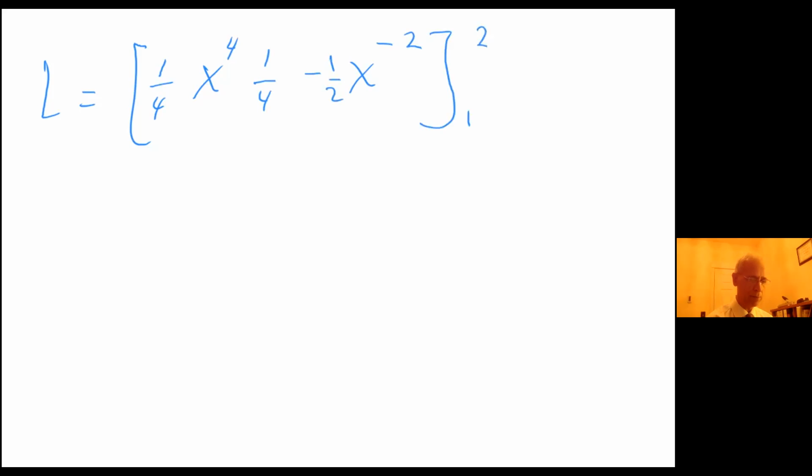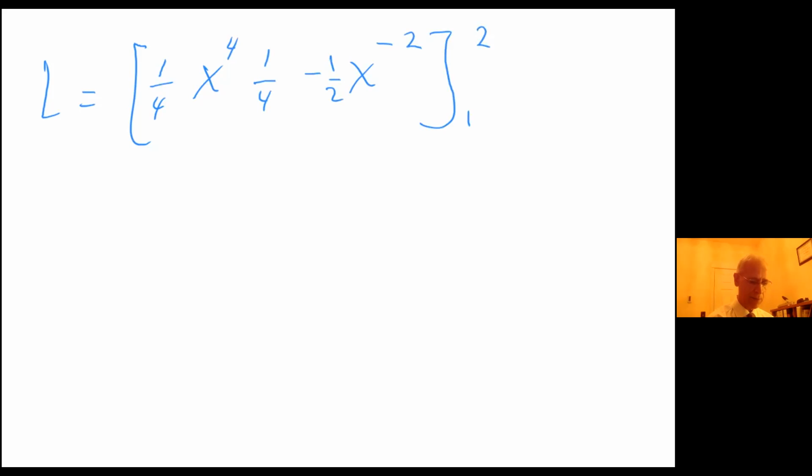So L equals, if I add 1 to the 3, I get x to the 4th, and then multiply that by another 1/4. Here I had a 1/4. Let me show my step. Instead of dividing by 4, I'm going to multiply by 1/4. And then I had x to the negative 3, add 1 to it, I have x to the -2, and dividing by -2 or multiplying by -1/2, I get -1/2 x to the -2, and that is from 1 to 2.